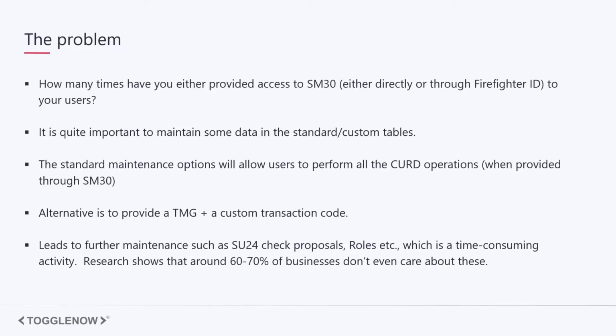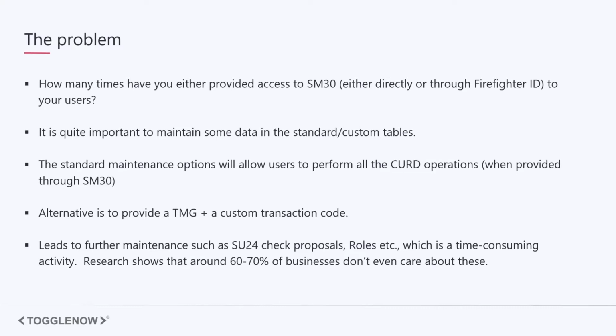So the alternative we have is to create a custom T-code with a table maintenance generator and provide whatever activities you want to provide to the user. This is a time-consuming activity, because your ABAPers have to spend a lot of time creating the screens and providing all the relevant options to your users. In addition, this also leads to further maintenance of your check proposals, the roles, etc.